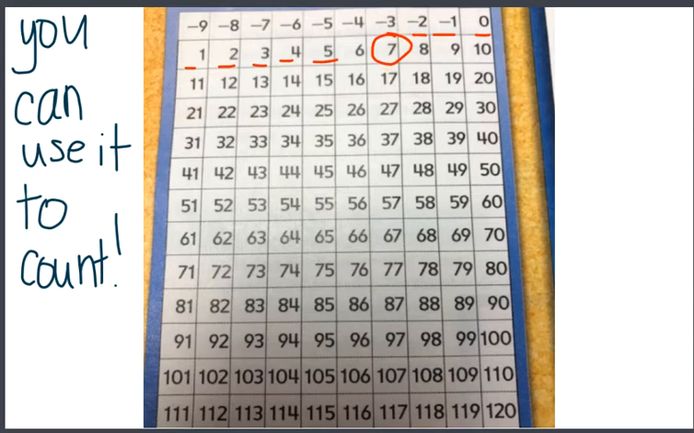I could do that, but what I really want to remember is the pattern on the hundreds chart of going by tens. When I'm going down this column, the number below is 10 bigger. So if I start at 7 and count up 10, I don't have to count by ones. It's 10 bigger right below. 17. Each number below is 10 bigger.